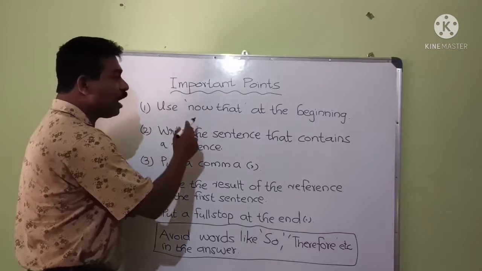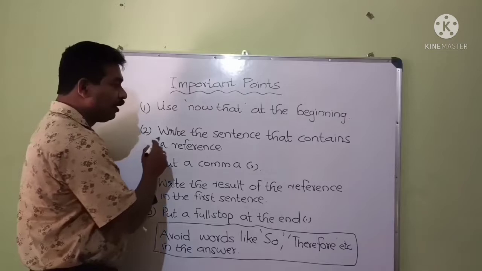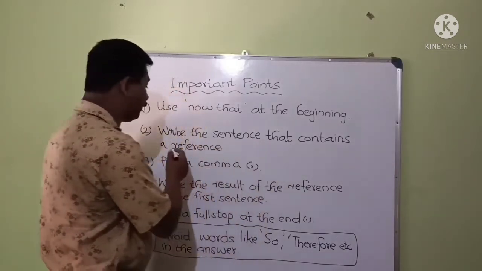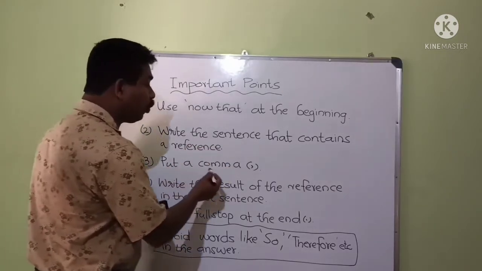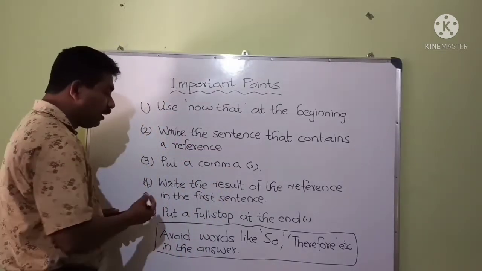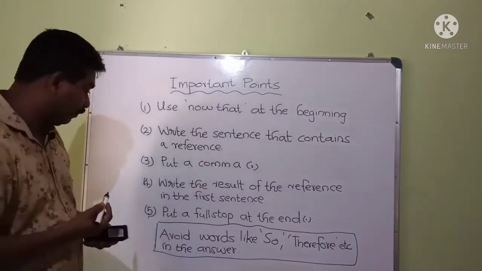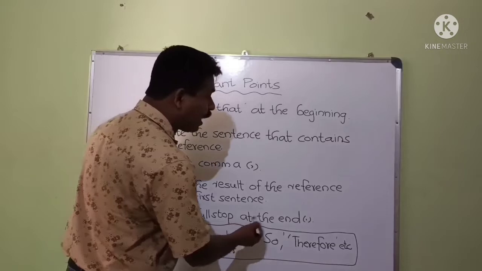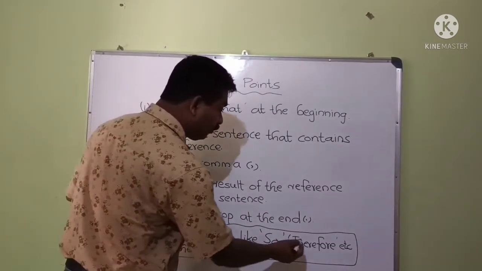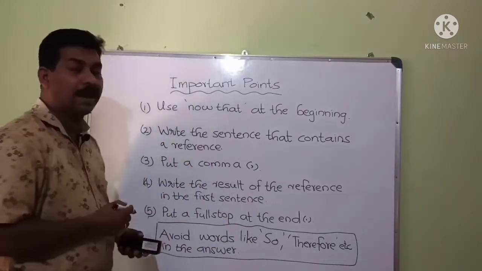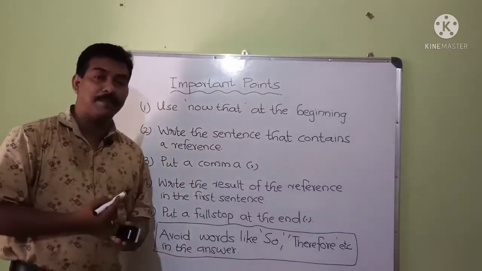When we join two sentences using "now that," we have to consider certain important points. First one, use "now that" at the beginning of the sentence. Number 2, write the sentence that contains a reference. Number 3, after the reference, put a comma. Fourth one, write the result of the reference in the first sentence. Put a full stop at the end. Then we must avoid words like "so," "therefore," etc. in the answer. Conjunctions "so" and "therefore" have the same meaning.